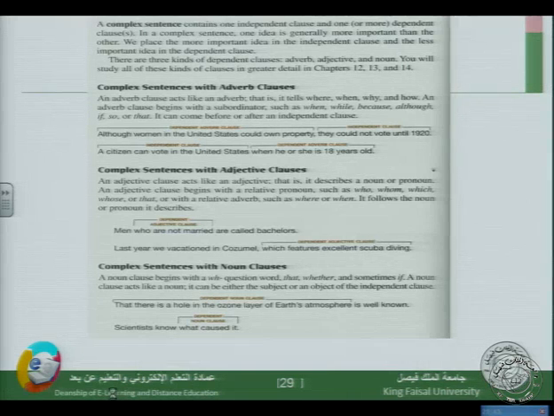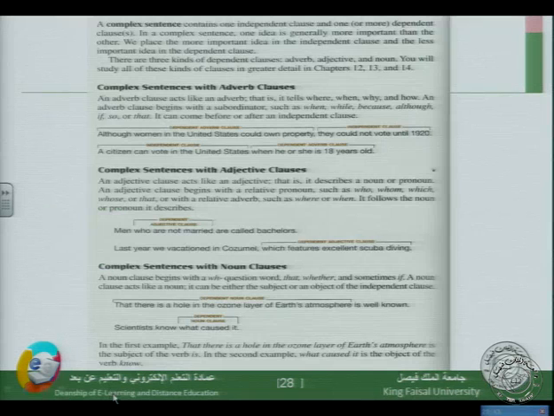وتحدثنا أيضا عن complex sentences، وحكينا بأنه complex sentences contains one independent clause and one or more dependent clauses. In a complex sentence, حكينا, one idea is generally more important than the other. We place the important idea in the independent clause and the less important idea in the dependent clauses. حكينا how can we use complex sentences with adverb clauses, with adjective clauses, and with noun clauses.